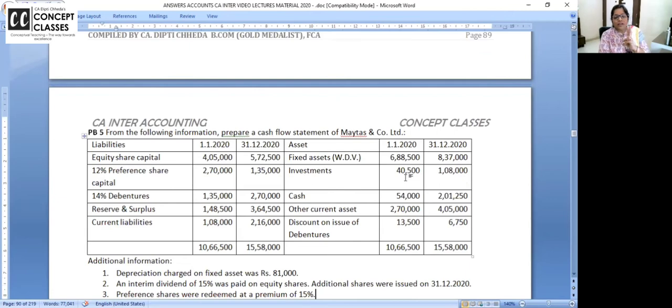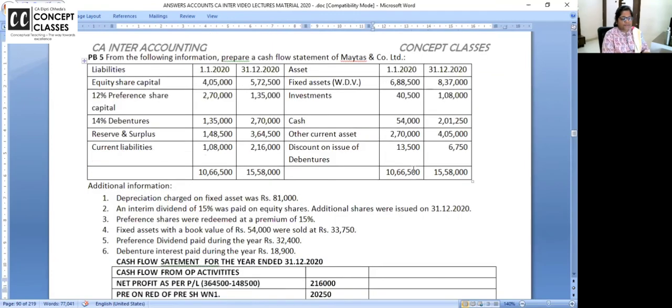And two alert signs. One is if it is given in thousands and all, don't try to add zeros, still do it in thousands. And suppose this is 31st December and this is 1st Jan, the figures will change. Fixed assets have reduced. Earlier they were 837, now it is 688. So be careful so that you don't make any silly mistake.